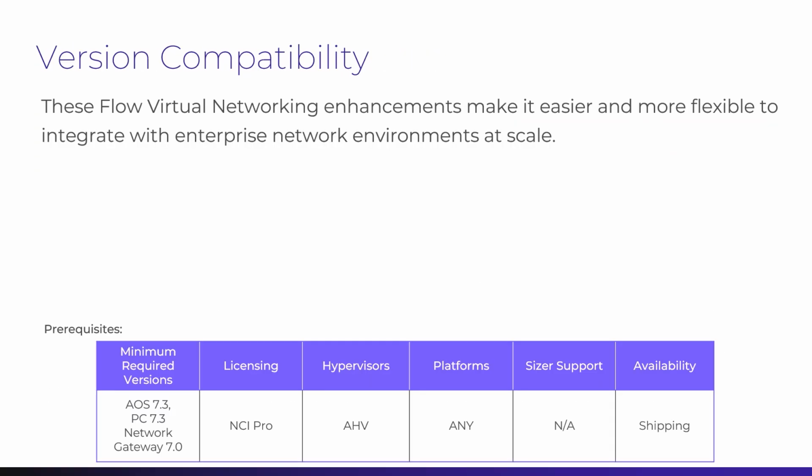These BGP enhancements require AOS 7.3 and Prism Central version 7.3. The Flow Virtual Networking Network Gateway version must be a minimum of 7.0. From a licensing perspective, these features are included in NCI Pro. This feature works with the AHV hypervisor on all on-premise hardware platforms.